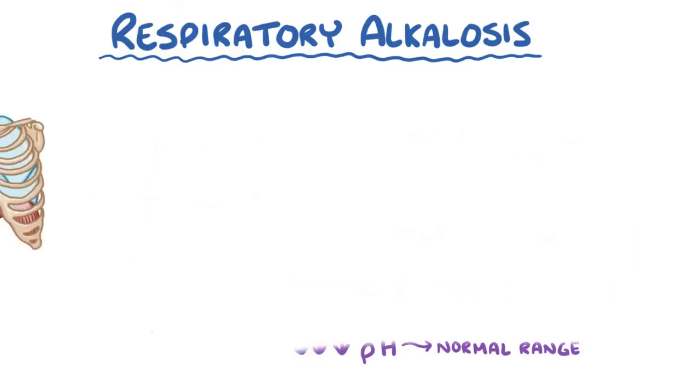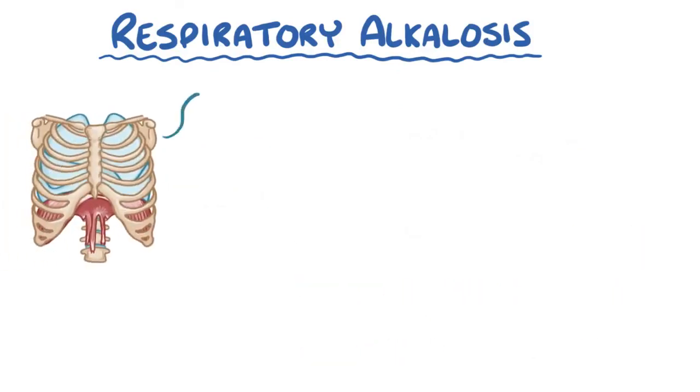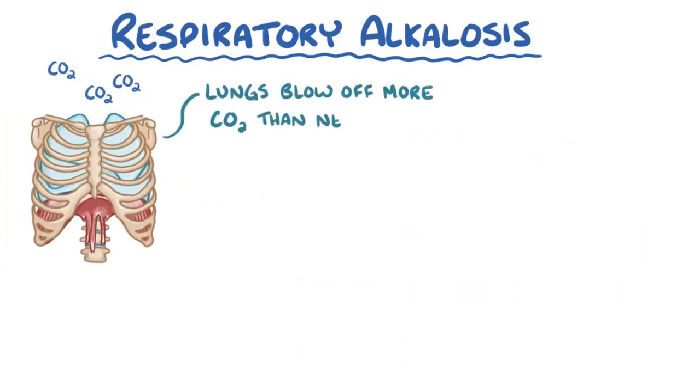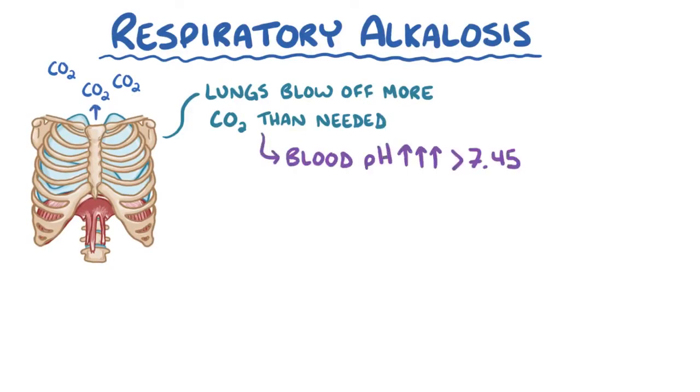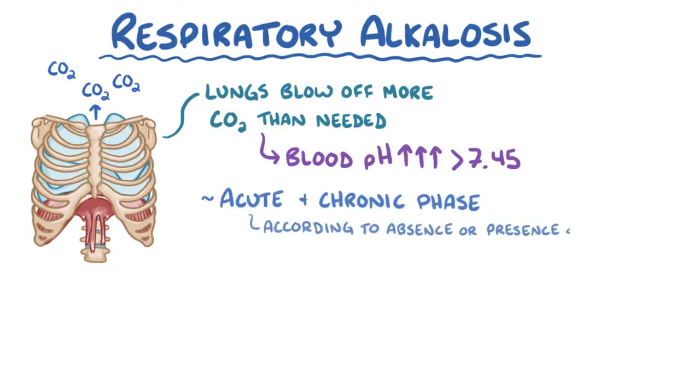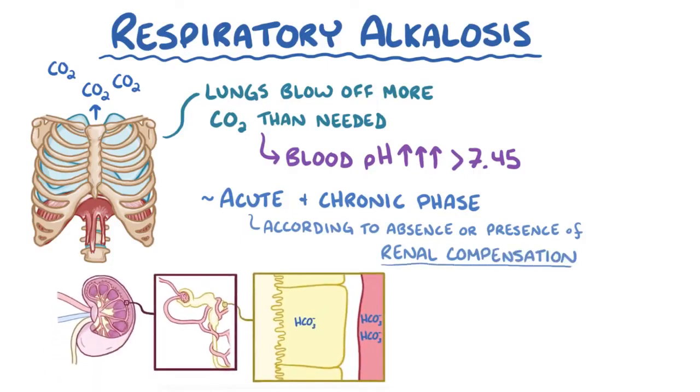Alright, as a quick recap, respiratory alkalosis happens when lungs blow off more carbon dioxide than needed, which causes blood pH to increase above 7.45. It can be divided into an acute and a chronic phase, according to the absence or presence of renal compensation, respectively, which decreases bicarbonate concentration in the blood.